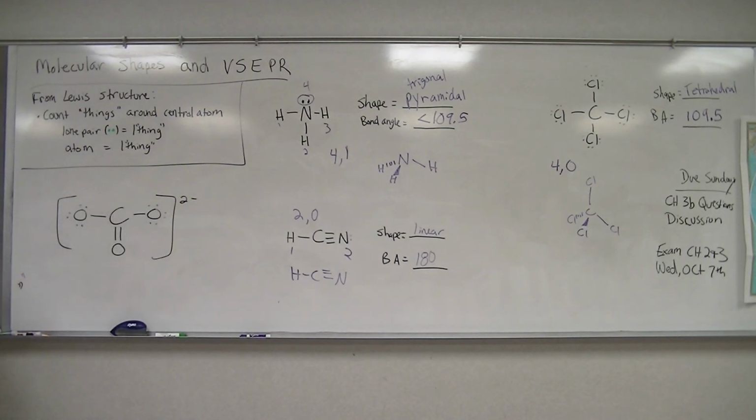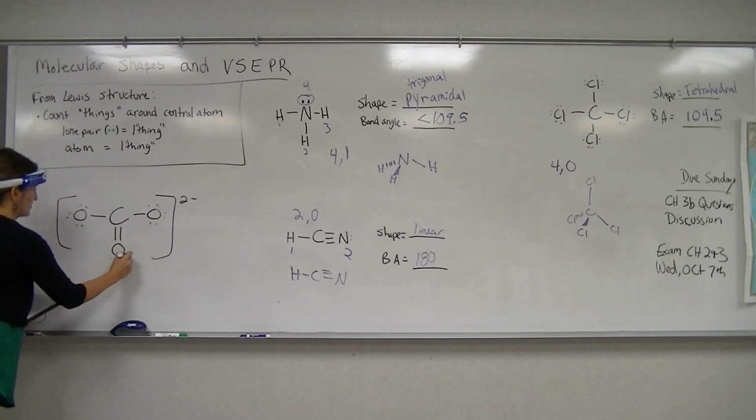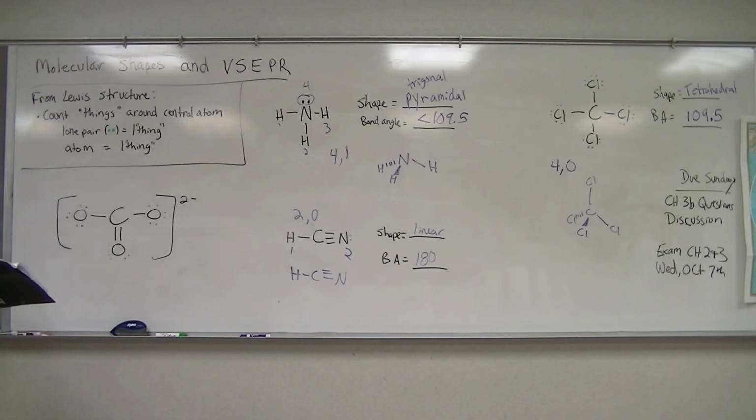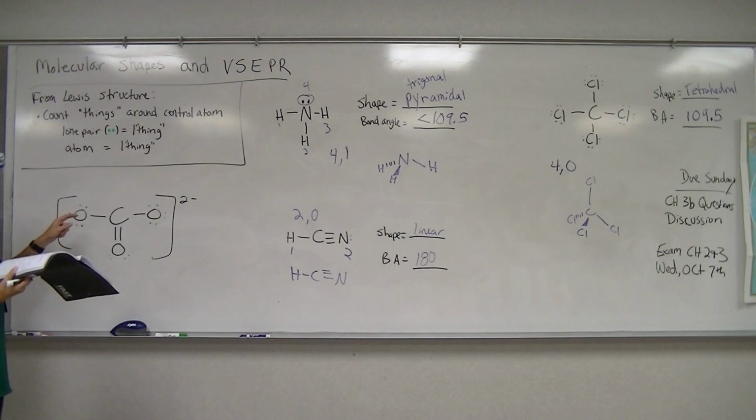Is that the correct Lewis structure? Or do I have to count the valence electrons to make sure? Does anyone have their notes from last time? Oops, forgot these guys. He wants to be happy too. Yeah, I think that's correct.